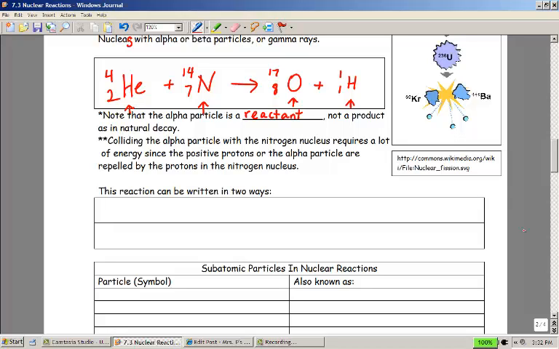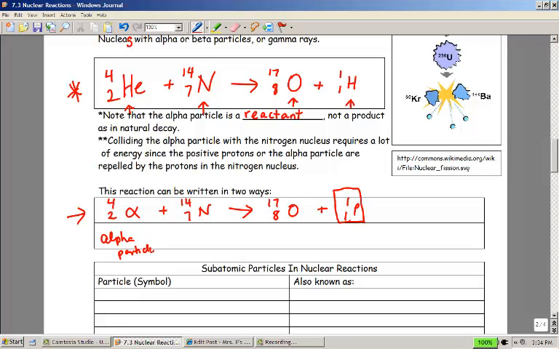So this reaction can be written in two ways. The first is the one shown above right here. And the second way is shown right here. Notice that we're using the symbol for the alpha particle, which again is simply just a helium nucleus. It strikes the nitrogen nucleus and we get an oxygen nucleus, and we get a hydrogen nucleus, which is shown here because it shows us that the atomic number is 1, and it shows us that the mass number is 1, which means that there can only be one subatomic particle there, which is a proton. And so this is another way of showing a hydrogen nucleus, just 1 over 1 p.